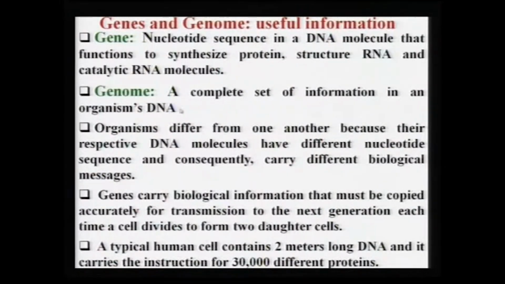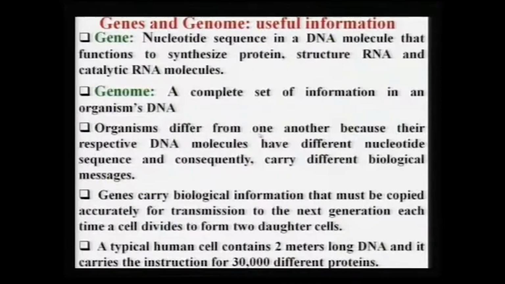And genome, what is genome? A complete set of information in an organism's DNA is known as the genome. So, a gene is the nucleotide sequence in DNA, and the genome is the complete set of information contained in an organism's DNA. Organisms differ from one another because their respective DNA molecules have different nucleotide sequences. So, two organisms are different because their respective DNA has different nucleotide sequences. And what is this nucleotide sequence?